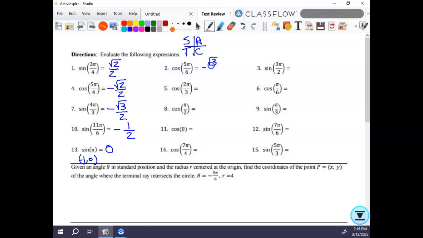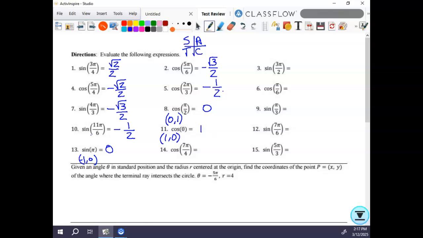Very good. All right, 2 pi/3, what quadrant are we in? Second. So is this positive or negative? Negative. Cosine of pi/3 is 1/2. Very good. All right, pi/2, what quadrant? Quadrantal, and that is 0, 1. So what's the cosine? 0. Cosine of 0, what quadrant? Quadrantal, and that is 1, 0. So the cosine is 1.